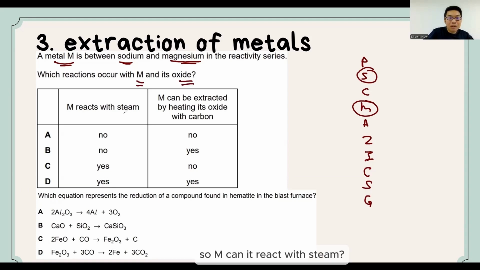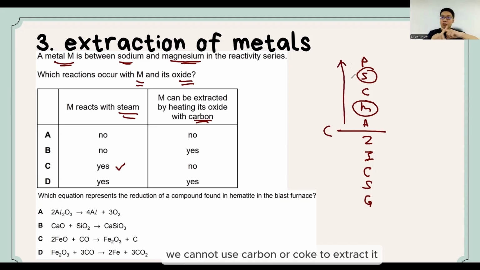So M, can it react with steam? Of course, yes. Can M be extracted by heating its oxide with carbon? Carbon is in between. So for everything above carbon, we cannot use carbon or coke to extract it. We must use electrolysis. So answer is C.